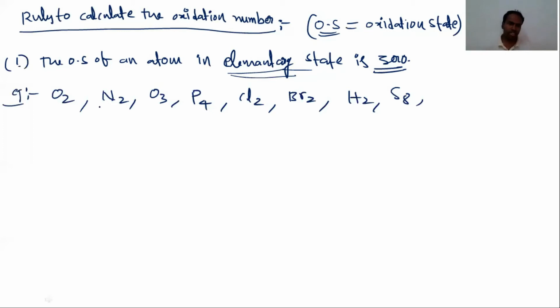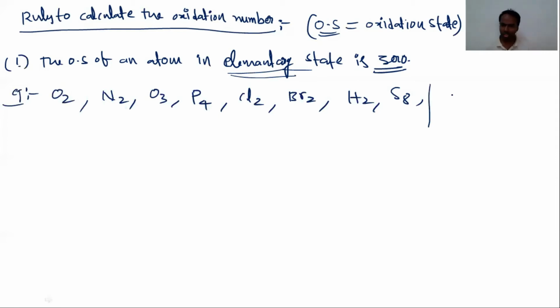In elementary states, the oxidation state of an atom is 0. For example, the oxidation state of oxygen in O2 is 0. The oxidation state of chlorine in Cl2 is 0. Like that you can find it. You may get the doubt, sir, why is it 0? That is the rule, but you may still wonder why the oxidation state is 0.